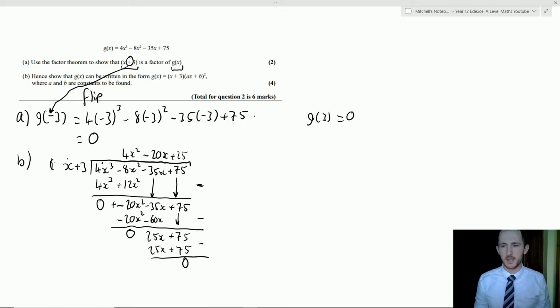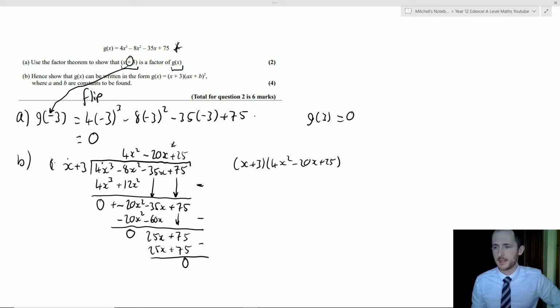So now what do we do? Well, this top bit is the answer to what the division would be. So we can write x plus 3 and then we can write 4x squared minus 20x plus 25. And that will equal the exact same thing as our question, which is exactly what we want.